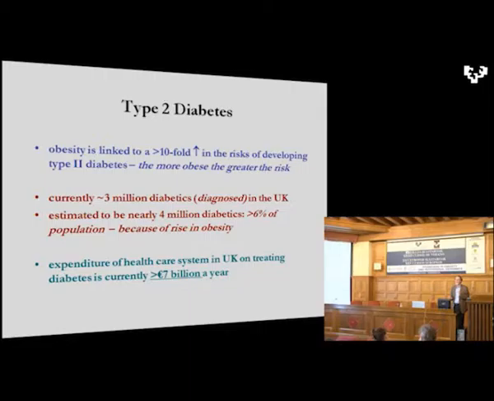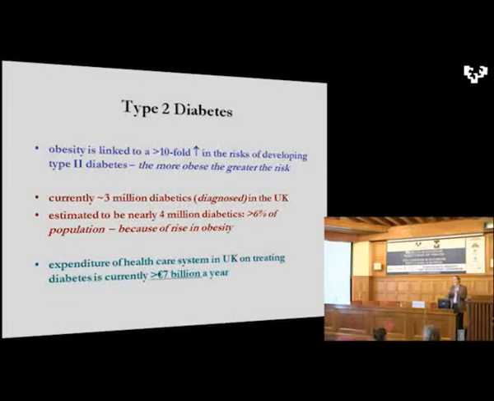In the case of the United Kingdom, which has a population just over 62 million, we currently have 3 million people who are diagnosed as diabetic. And it's estimated that there are perhaps another 750,000 in the population who are diabetic, but this has not yet been diagnosed. So the general perception is that we have nearly 4 million diabetics in a population of 62 million people. In other words, more than 6% of the population.